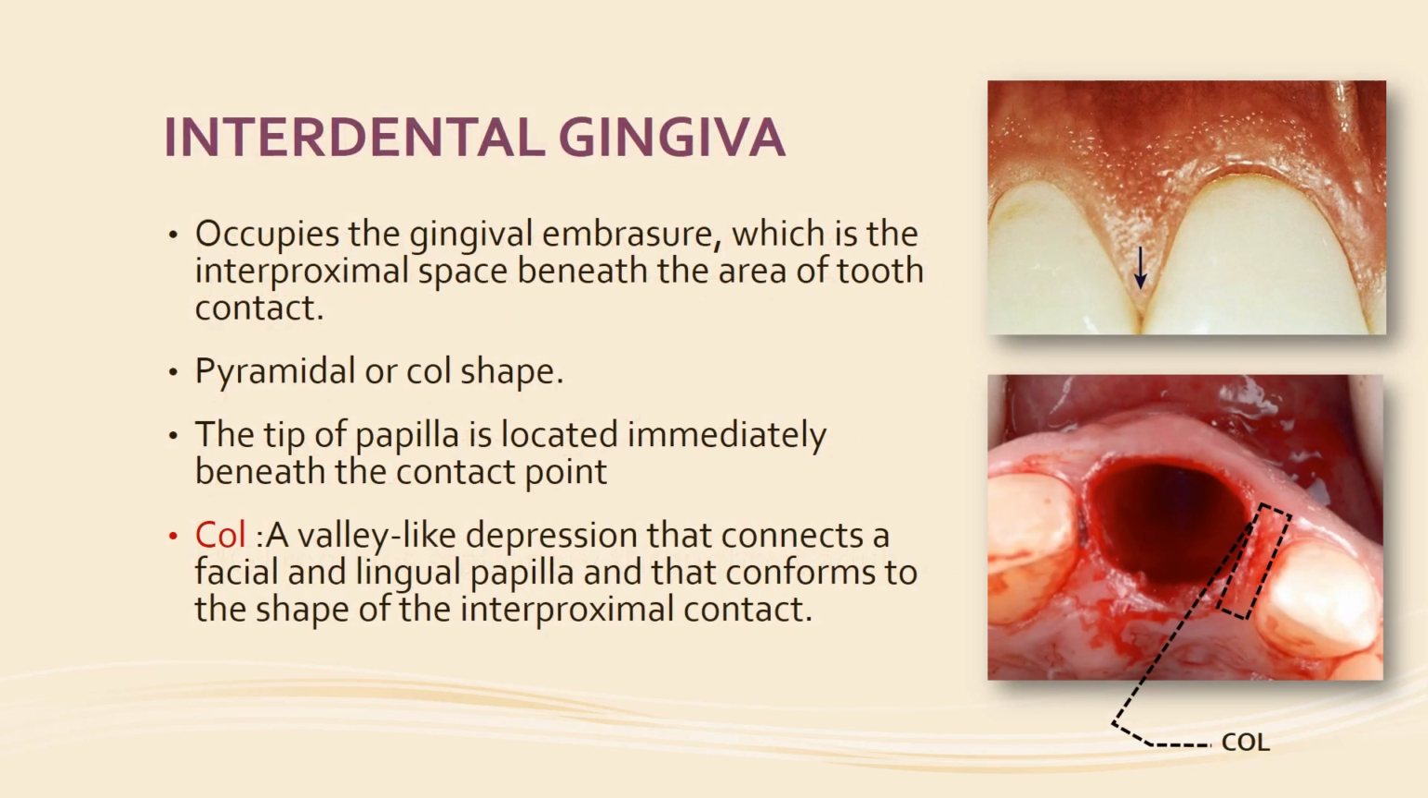Coming to the interdental gingiva. It occupies the gingival embrasure, which is the interproximal space beneath the area of tooth contact. It is pyramidal or cone shaped. The tip of the papilla is located immediately beneath the contact point.